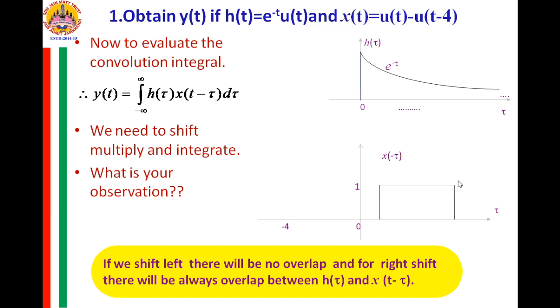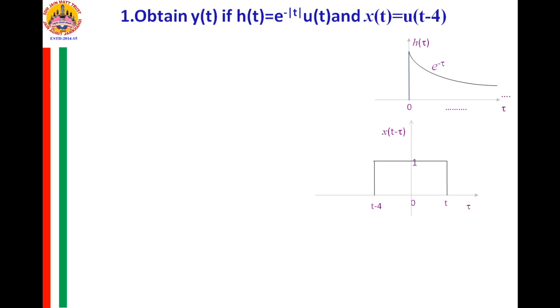But once this end crosses this 0, you will always observe, if you go on moving this x of minus tau towards the right side further, that the entire width of x of minus tau or x of t minus tau overlaps with h of tau. So, the entire duration of overlap is from this value to this value, the width of this x of tau. Just observe this now. This end of x of t minus tau is t, and this end of x of t minus tau is t minus 4.